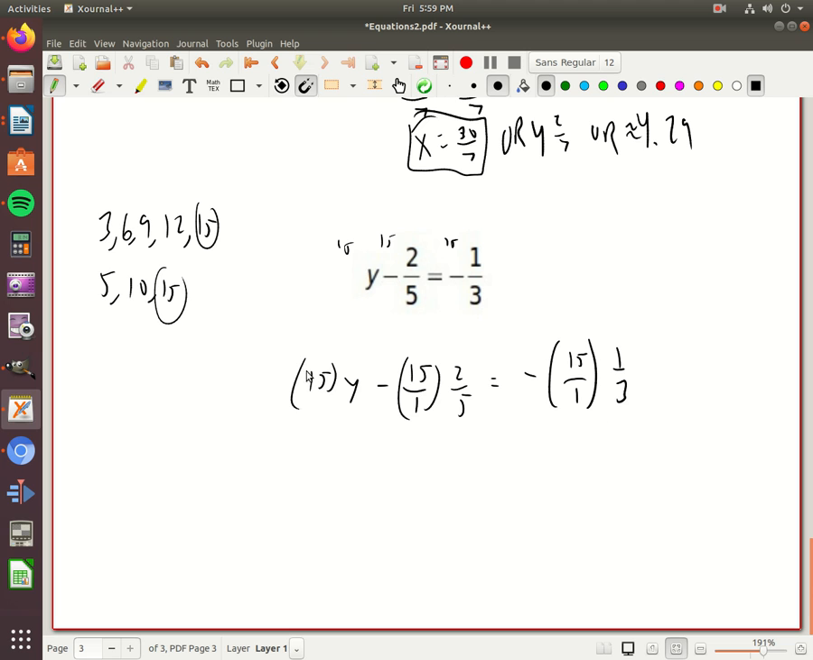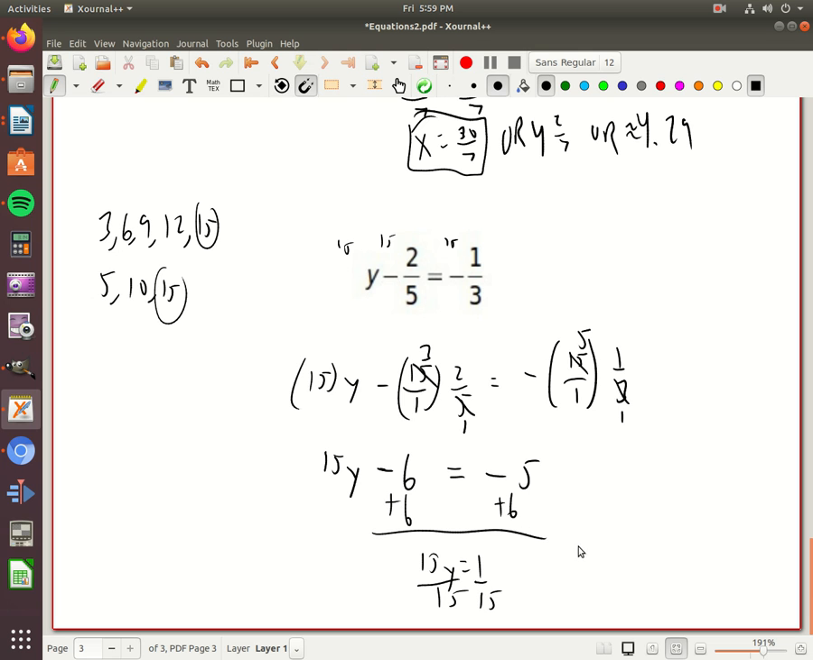It doesn't really matter. So here I get 15y. Here I will cross cancel. 5 goes into 5 once. 5 goes into 15 3 times. 3 times 2 is 6. Again, the 1 on bottom is irrelevant. Here, a negative times a positive is negative. 3 goes into 3 once. 3 goes into 15 5 times. And I get 5. I'll add 6 to both sides. I'll get 15y equals 1. I'll divide by 15. So I'll make myself a little bit of room over here. y is equal to 1/15.